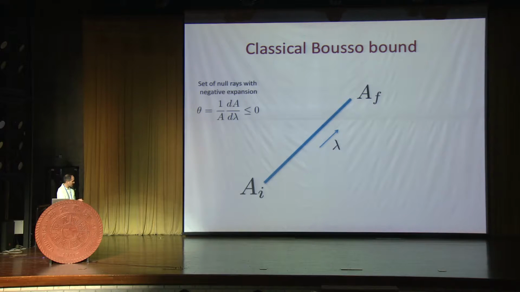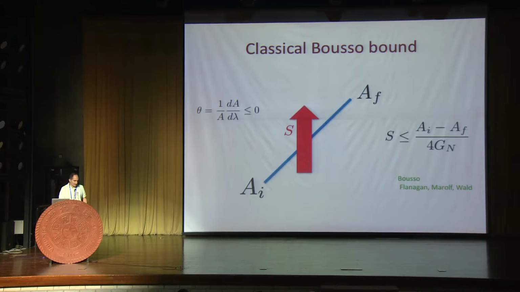And if we consider null rays of this kind, then the Bousso bound says that the entropy that crosses this null surface should be less than the difference between the initial area and the final area. The final area is smaller because the area is decreasing, and so this is positive, and this bounds the entropy.